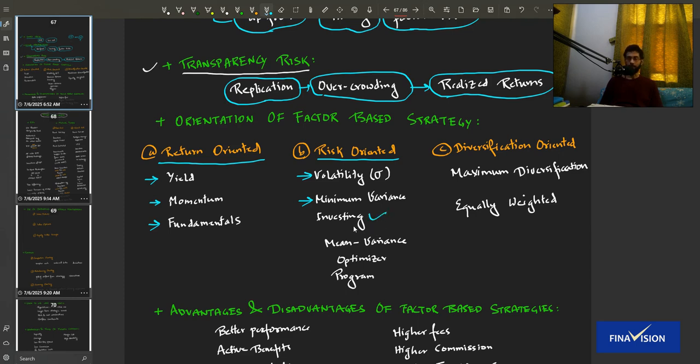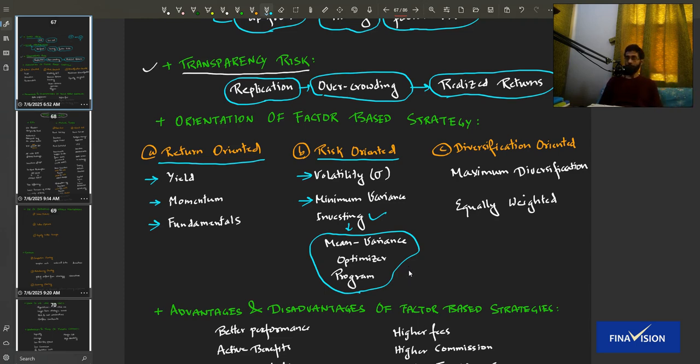Minimum variance investing, and this requires a mean variance optimizer program. What this does is it corresponds the returns with the level of risk and then tries to minimize the volatility for a certain level of return, certain level of target return, right? Which can be decided by the investor or by the index or by the benchmark.